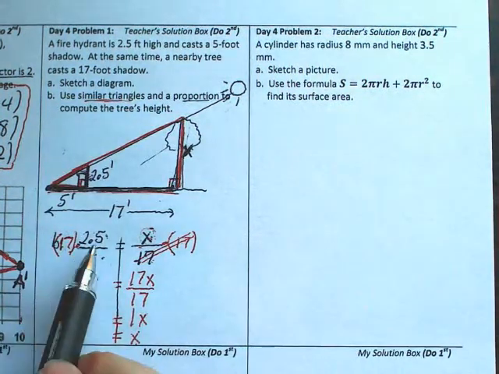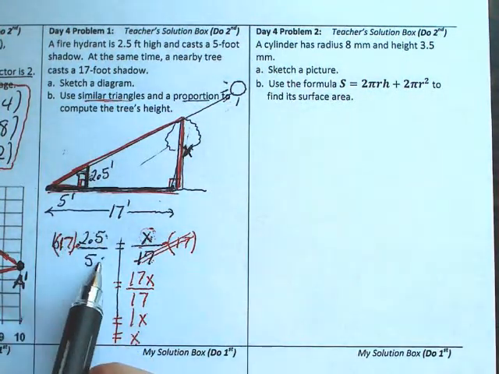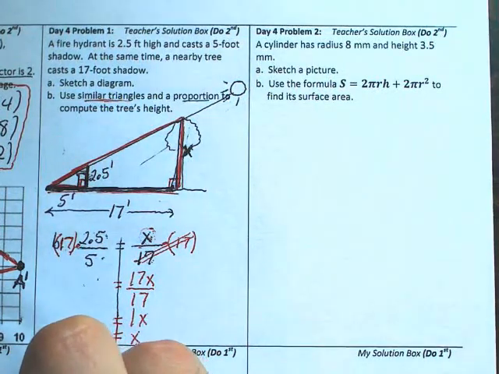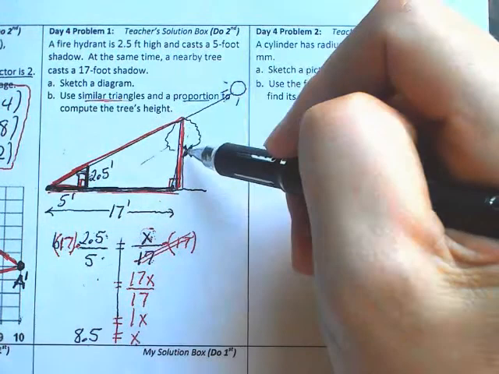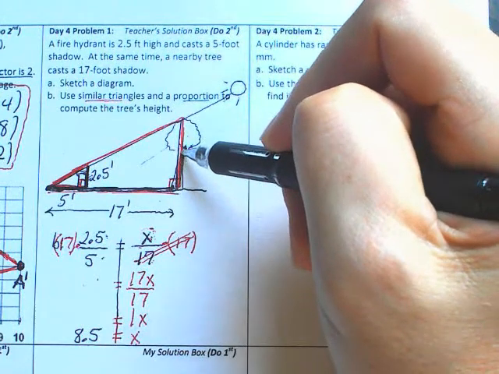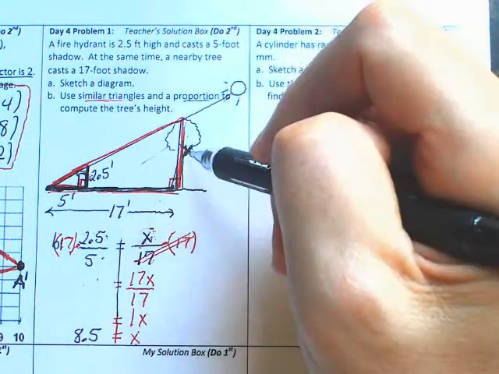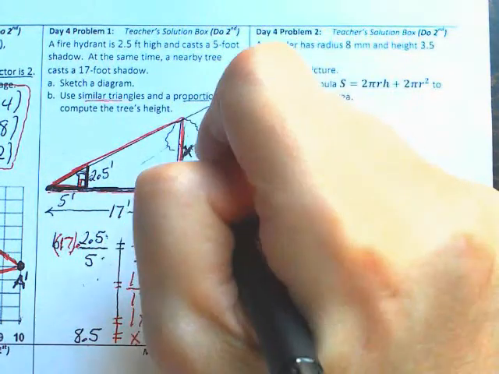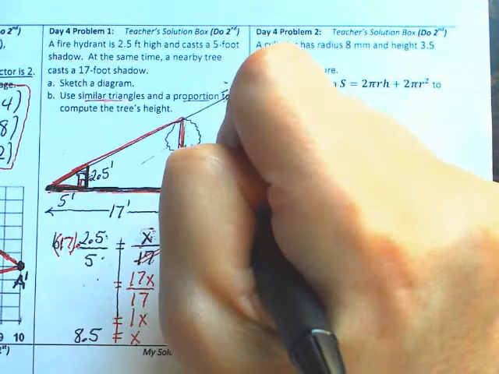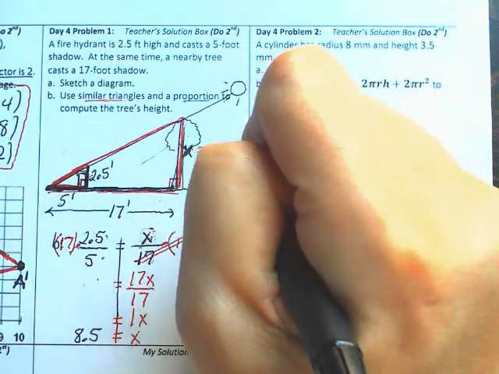Back to the warm-up. When we had worked this part out, we figured out 8.5. Okay, so we have x is equal to 8.5. And in our original drawing, the variable x, this side of the large red triangle, is the height of the tree. And so the height of the tree is 8.5 feet.